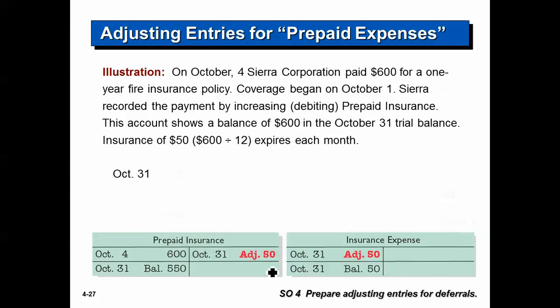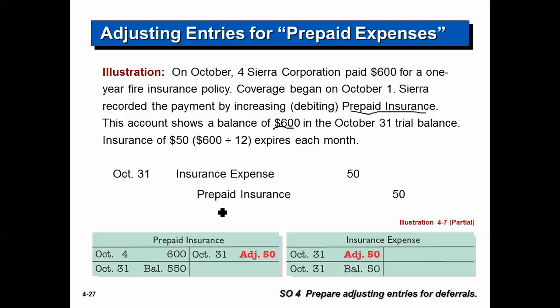And so the journal entry would be like this. Okay? On the 4th, they paid $600 for a 1-year fire insurance policy. Coverage began October 1st. Sierra recorded it by debiting prepaid insurance, which is correct, and crediting cash. At the end of October, it still shows that we have an asset worth $600, but that's not true. We've used up 50 of it. So what we do, again, debit the expense 50, credit the asset 50, and we make the adjusting entry. When we post this now, our balance is $550 and not $600, so we've made that adjustment.